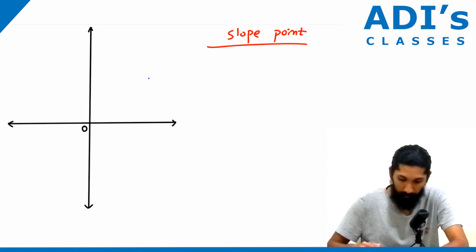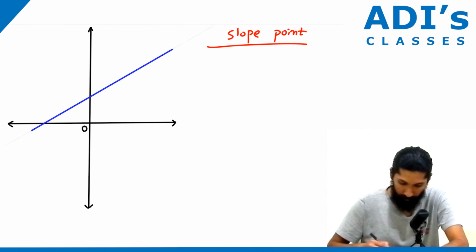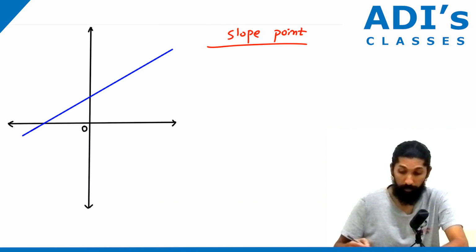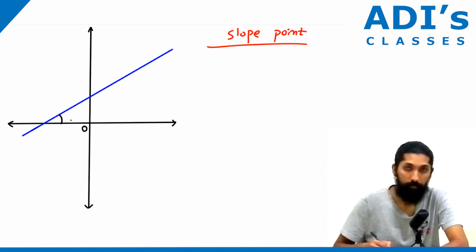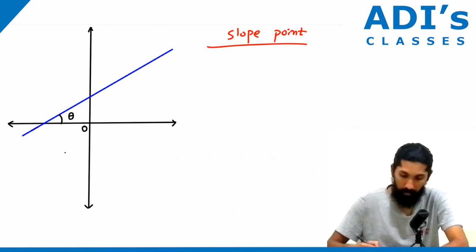Now let's assume that we have a line. So assume that you have a line something like this. Now for this particular line, let's assume that we have a slope here. Theta is the angle. Tan theta is going to give us m.